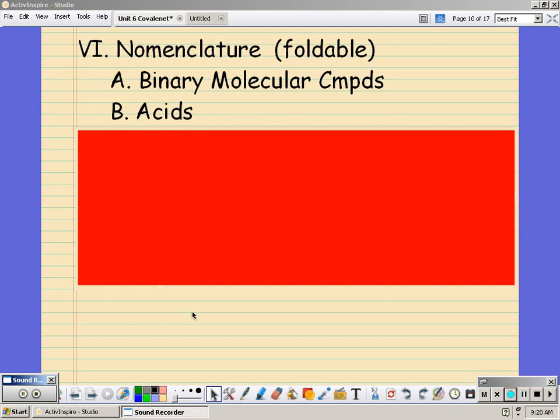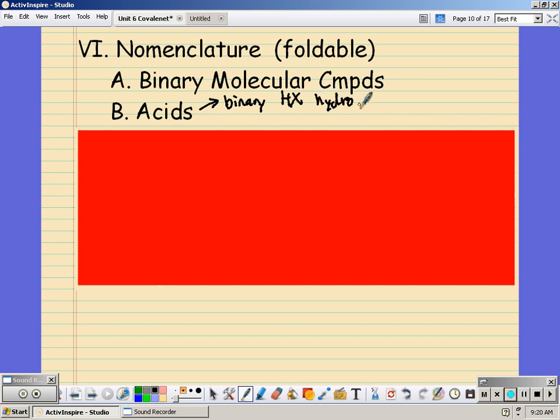Nomenclature with covalent bonding. We put this information into our foldable. There's two different types of naming, binary molecular compounds and acids. And there are two different types of acids. You have binary acids, which would be hydrogen and something else. And so you would just say hydro, the base name, and then change the ending to ic, acid.